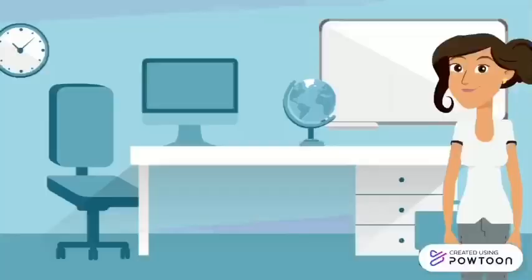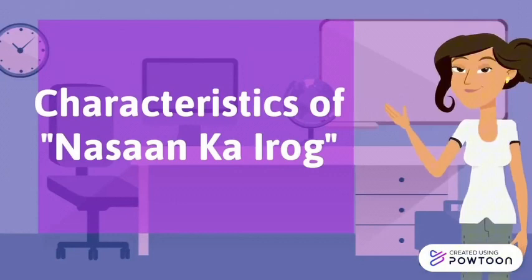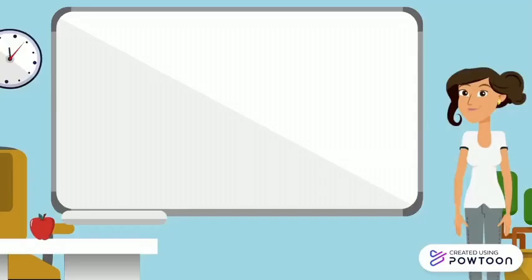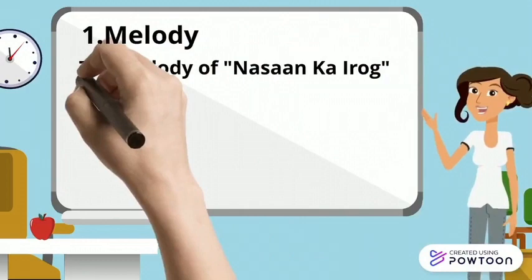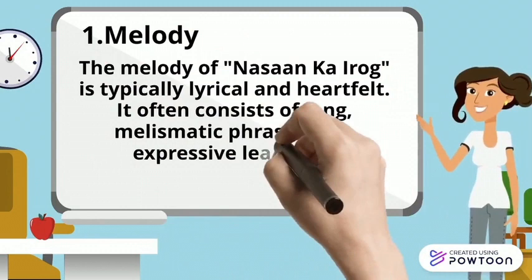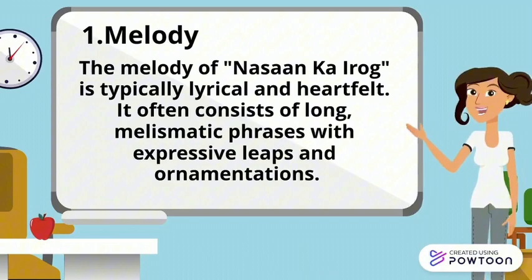These are the characteristics of Nasaan Ka Irog. First, we have its melody. The melody of Nasaan Ka Irog is typically lyrical and heartfelt. It often consists of long, melismatic phrases with expressive leaps and ornamentations.